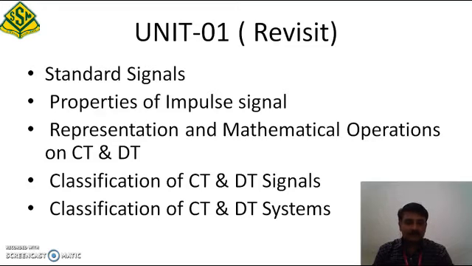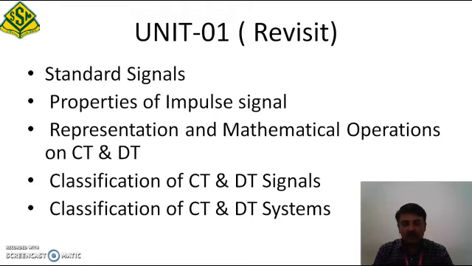And then classification of CT and DT signals. When you focus on this particular topic, please remember only 5 topics are available. Don't worry about that. This is suitable for CT and DT as well. First is deterministic and random. Random can be expressed as non-deterministic. So first is deterministic and random signals.